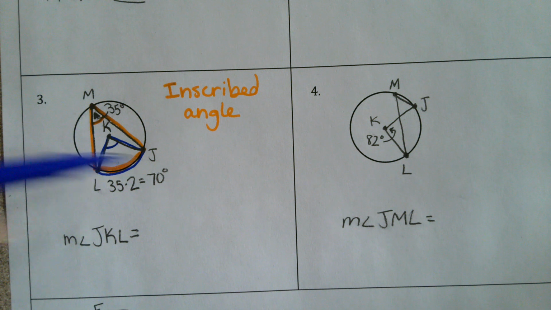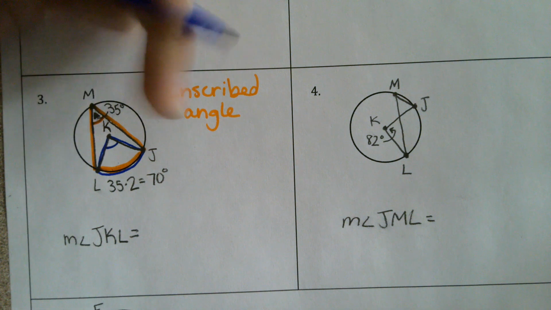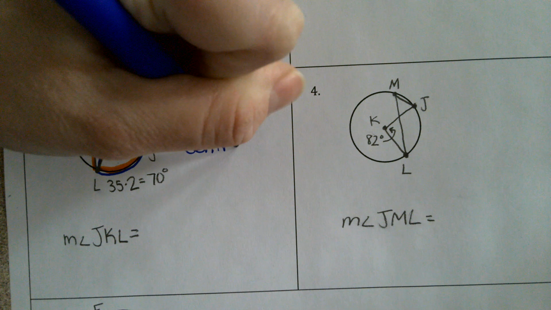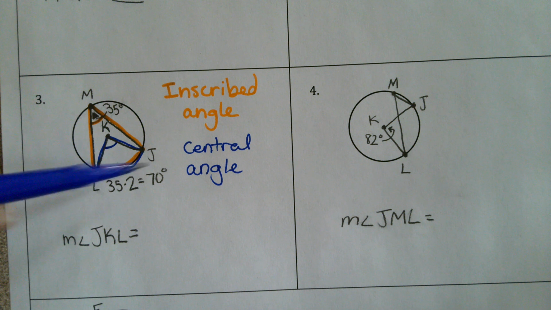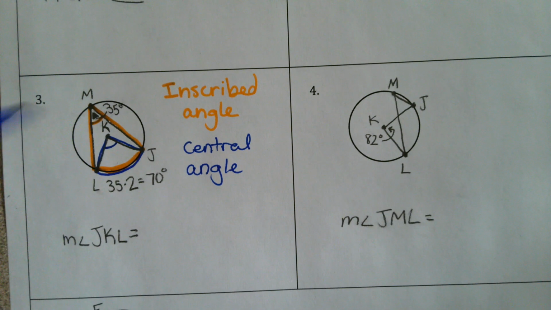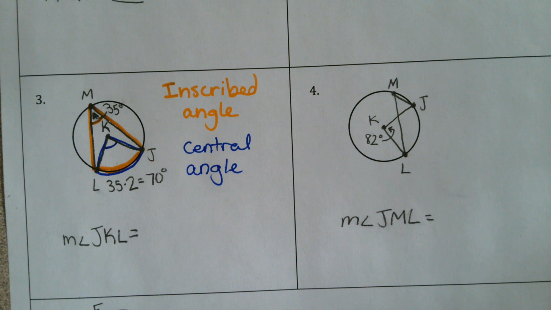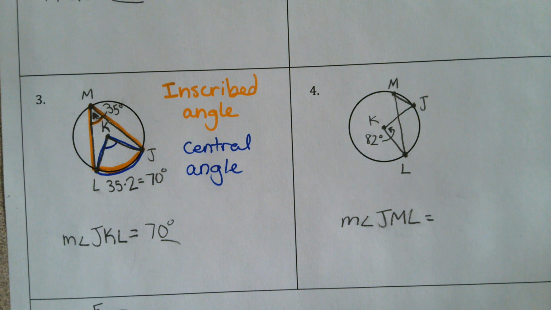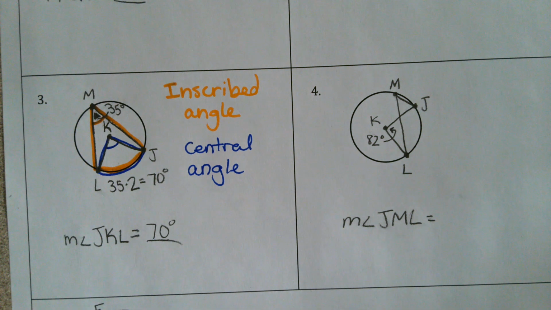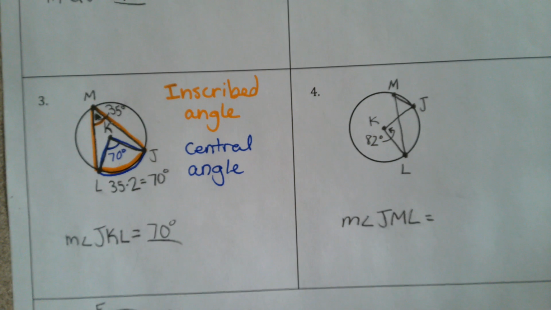Now, JKL is at K, that's the vertex, and K is the center of the circle. So this is a central angle. So the blue is a central angle. And remember, central angles are the same as their intercepted arcs. So since our arc is 70 degrees, so is the central angle. So the measure of angle JKL is 70 degrees. I'm going to go ahead and write that in as well. So now we know it is 70 degrees.